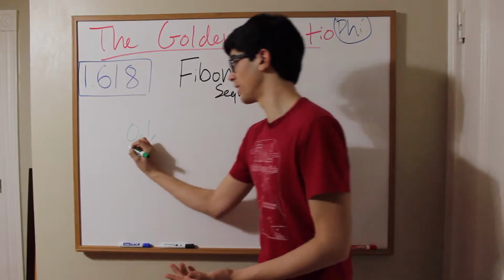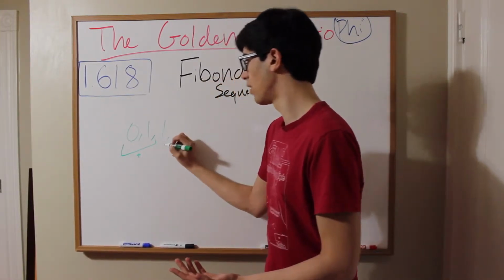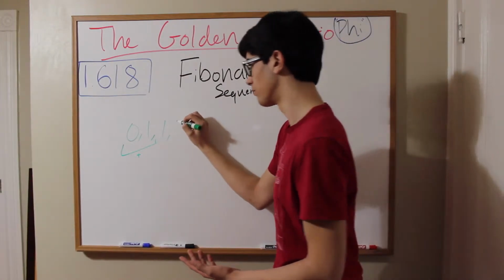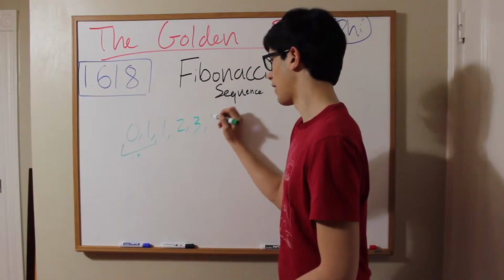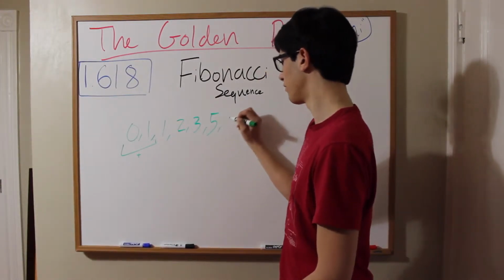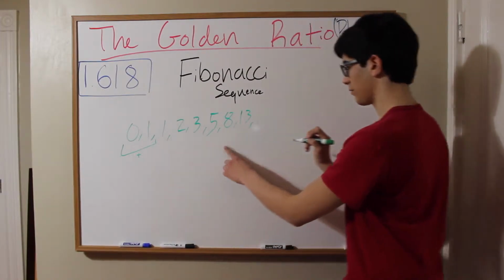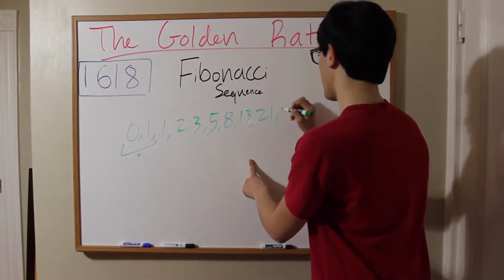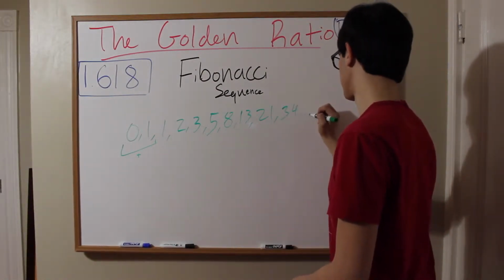So the third term is the sum of these two. 0 plus 1, which is 1. Then the fourth is 1 plus 1, 2. Next is 2 plus 1, 3. And then 2 plus 3, 5. 5 plus 3, 8. 8 plus 5, 13. 8 plus 13, 21. And, for good measure, 13 plus 21, 34.